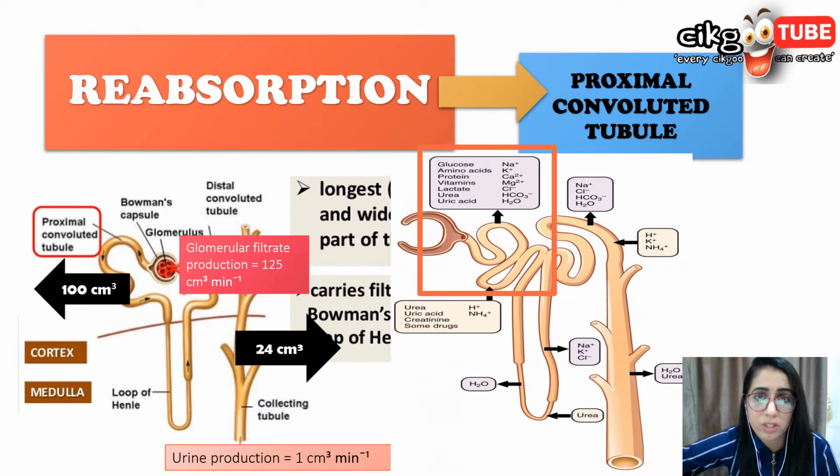This reabsorption of dissolved nutrients causes the glomerular filtrate to become hypotonic to the blood plasma, and therefore water will move into the blood capillaries by osmosis. Urea and nitrogenous waste are not reabsorbed in the proximal convoluted tubule because they are not useful to the body.